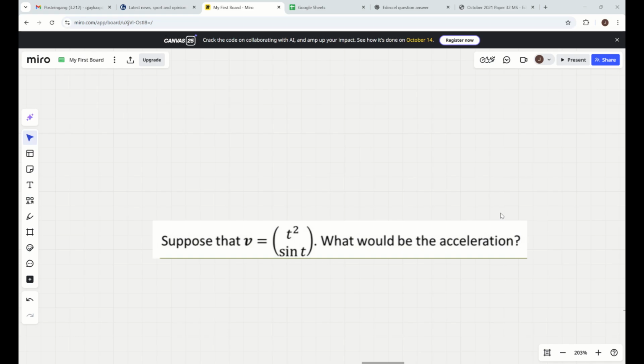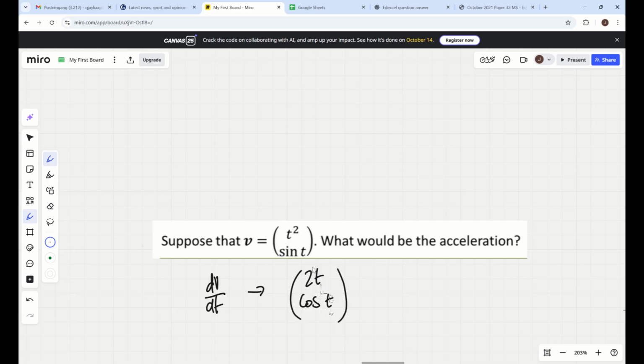Okay, so we're now going to have a look at 8D. So imagine I said that velocity is given by t squared and sine t as a column vector. What would the acceleration be? Well, hopefully you would say that you were going to, first of all, differentiate them. Not integrate, sorry, differentiate them with respect to t. Okay, and you'd say 2t and cos t.